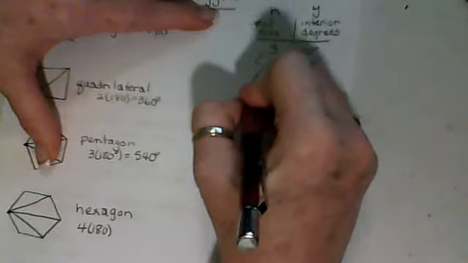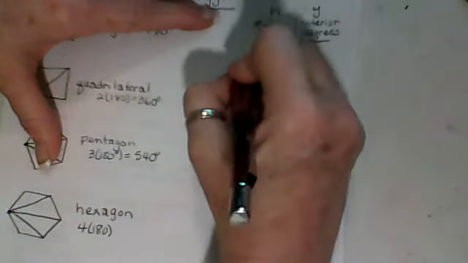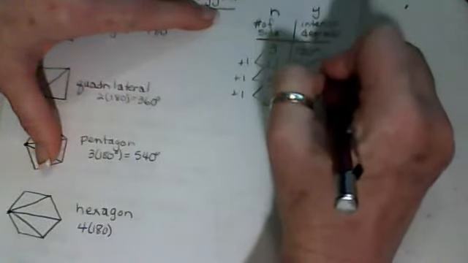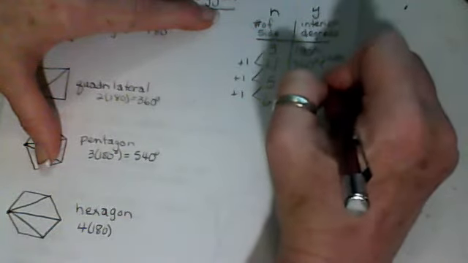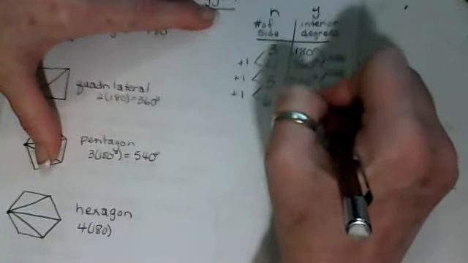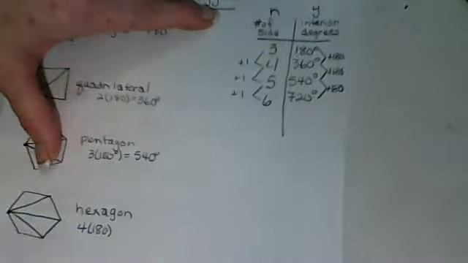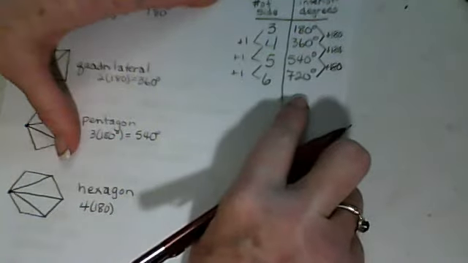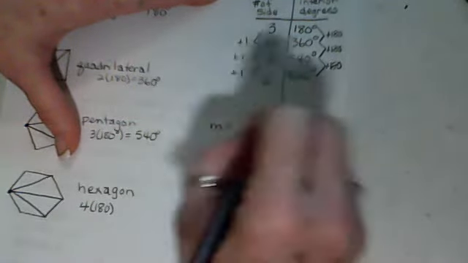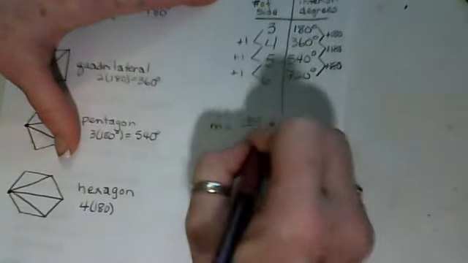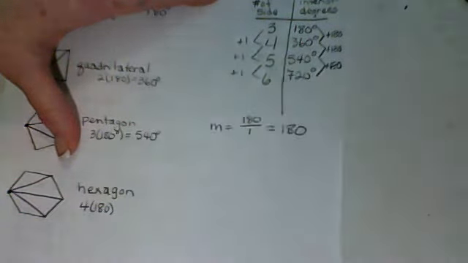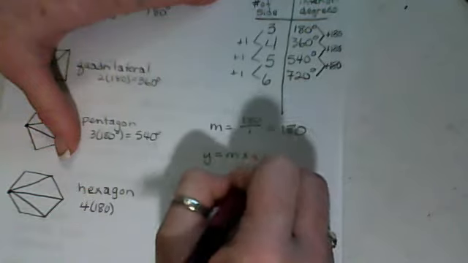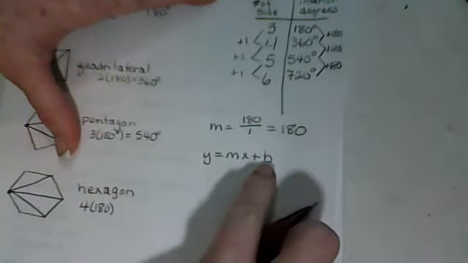So the change in the number of sides each time on this one, we went up by 1. And the number of degrees went up by 180 each time, which means our first difference is constant, so we have a linear function. So let's see if we can find the function that goes with it. We know that the slope equals the change in y over the change in x, which makes the slope 180. We're going to use the equation y equals mx plus b, and we'll figure out what our b value is.